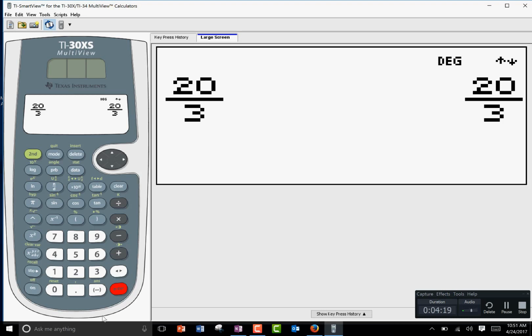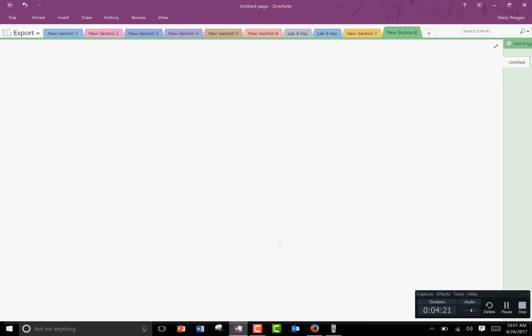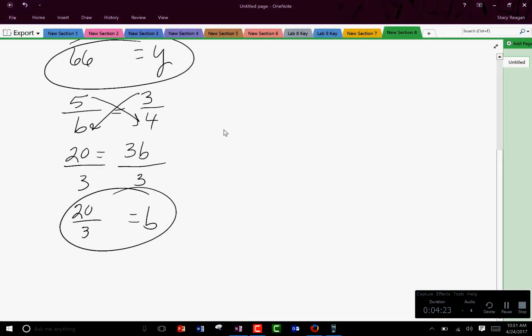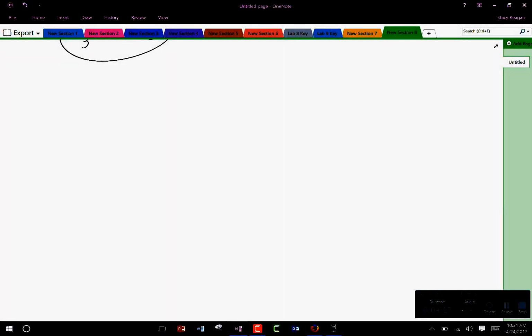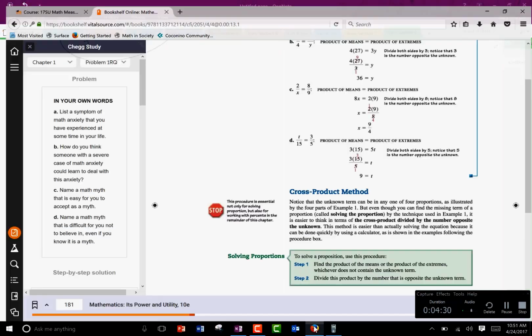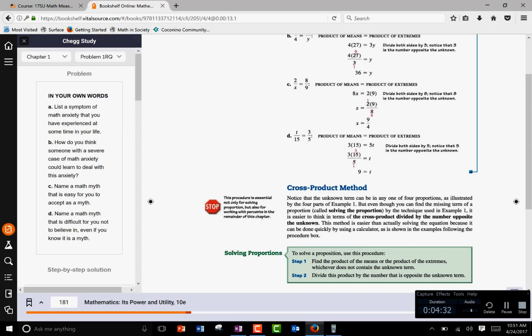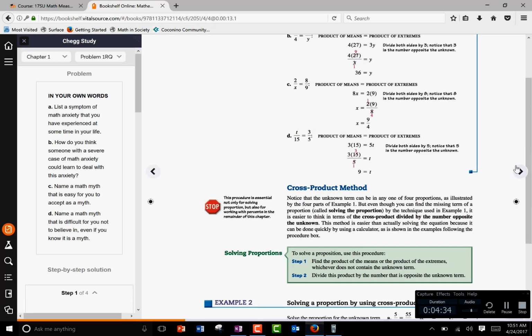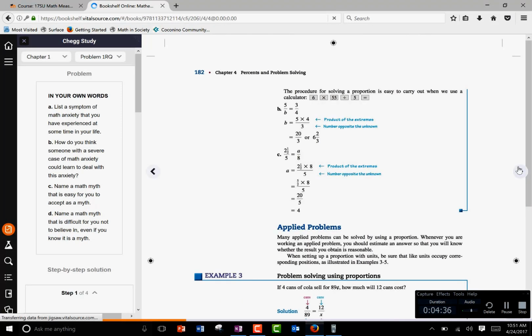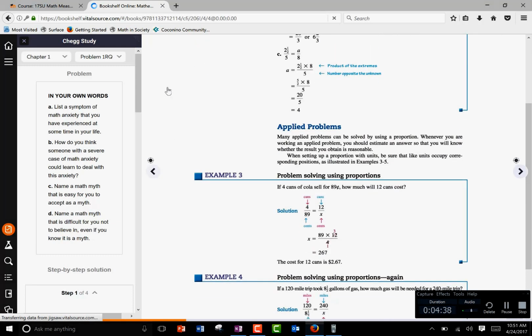You are also going to be doing some word problems. So again, let me pull up my paper here so that we can look at that. We're going to look at example 3, and it's on the next page. Example 3 says, if 4 cans of cola sell for 89 cents, how much will 12 cans cost?